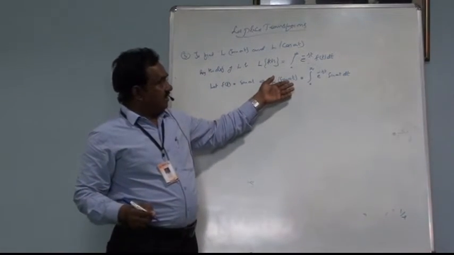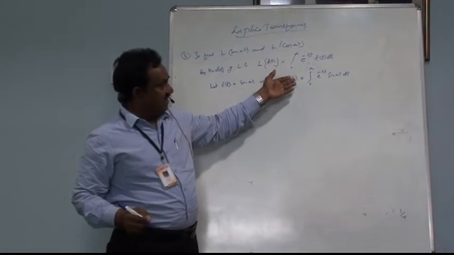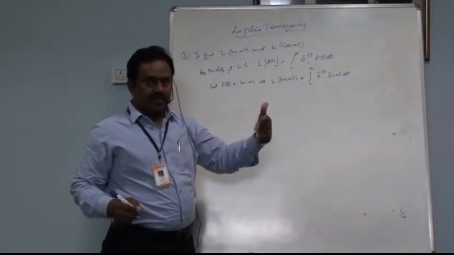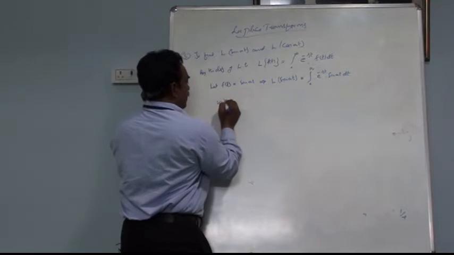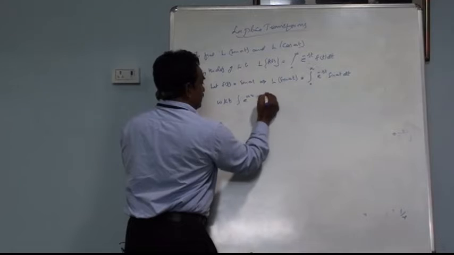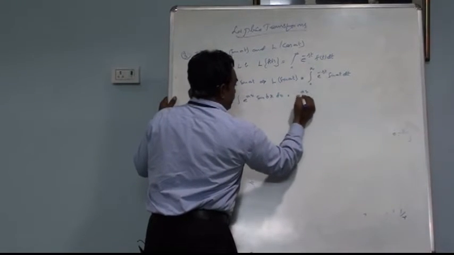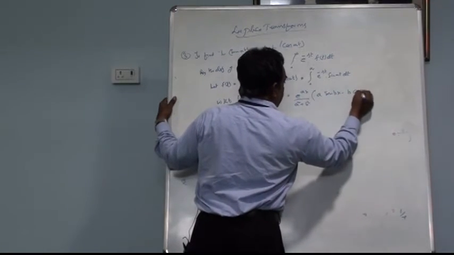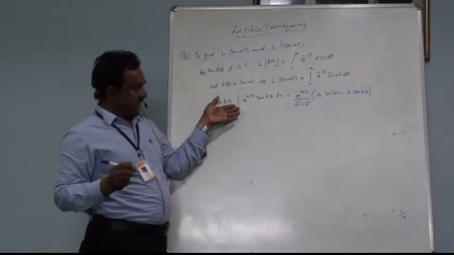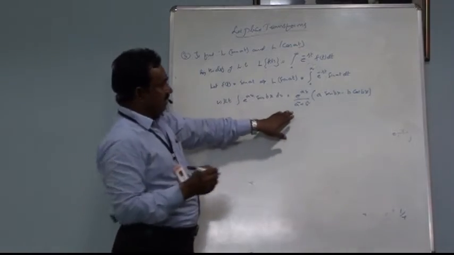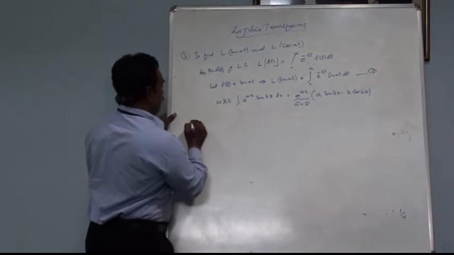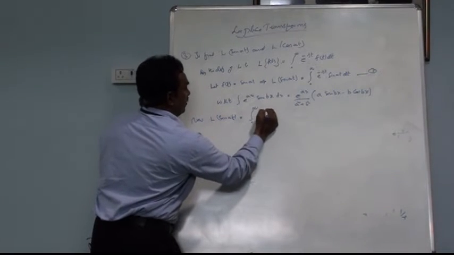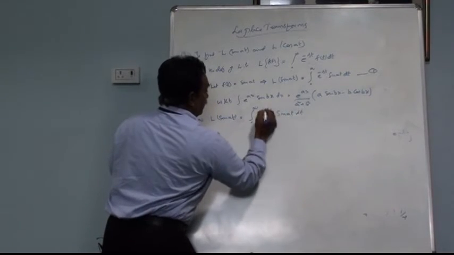Okay, in the integration, you know that these are integration formulas. We know that it is in the form integral e power ax into sin bx. Then we have to apply integration by parts. If you apply integration by parts, we know that integral e power ax sin bx dx is equal to e power ax by a square plus b square into a sin bx minus b cos bx. This is the important result in integration by parts. Now I'm going to use this formula. In the first equation, I can write L of sin at is equal to integral 0 to infinity e power minus st into sin at dt. This is the first equation.